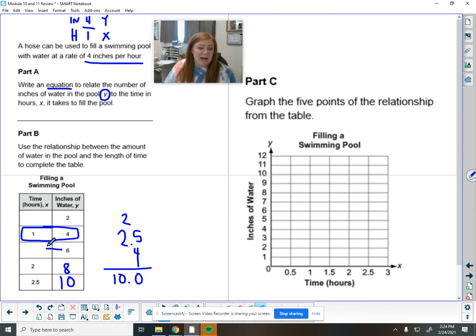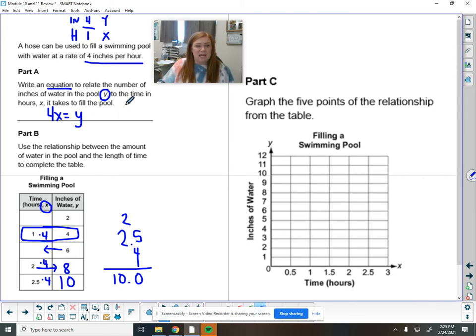So we're going to go backwards this time. So we need to think about what's happening. So to get from 2 to 8, we multiply by 4. 2.5 times 4 is 10. 1 times 4 is 4. So every time we're taking the x and multiplying it by 4. So 4 x's equals a y.